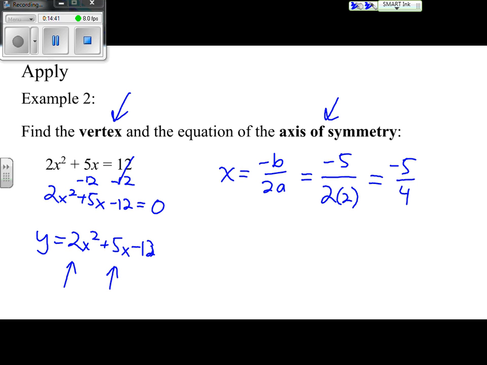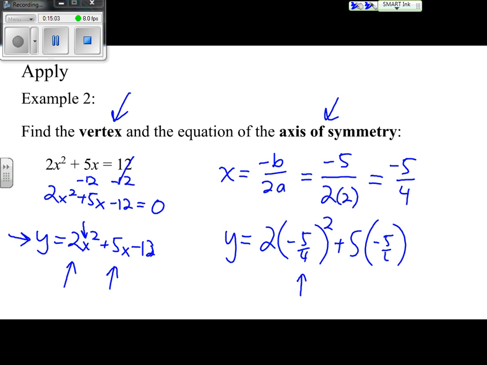Now to find my y value, I need to plug that negative 5/4 into my original function, which I created right here, and get my output. So I know that y is equal to 2 times my negative 5/4 quantity squared, this being my x value that I plugged in for this x right here, plus 5 times that same value, negative 5/4, minus 12. Now, why am I not multiplying that? Because there was no x after the 12. That was just my constant.